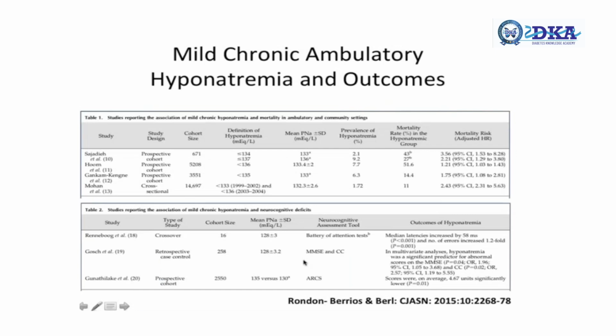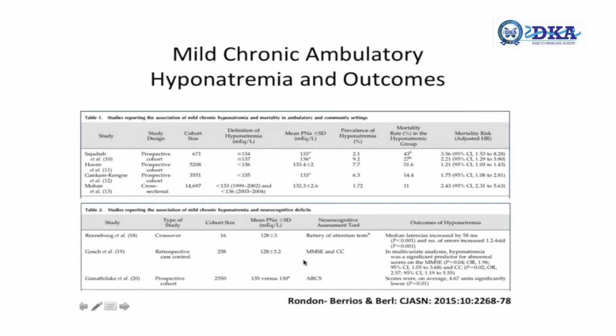Having given that small algorithm, all you have to remember is low serum osmolality, urine osmolality greater than 100, and urine sodium greater than 40. If you have that, then you make a diagnosis of SIADH, which is the commonest diagnosis. Once you exclude SIADH, the rest is relatively easy.